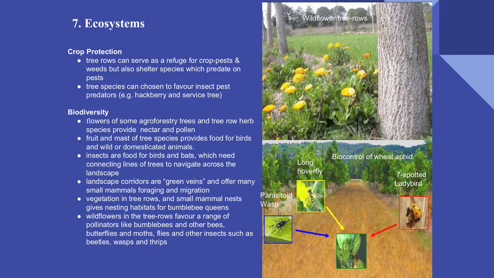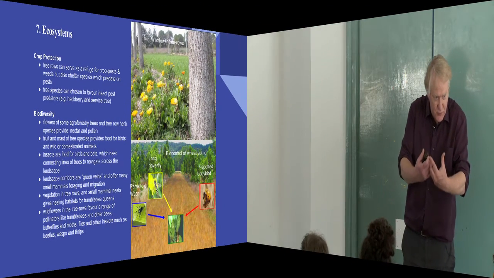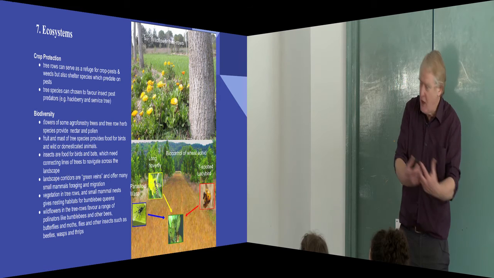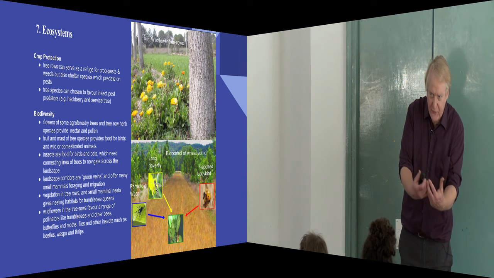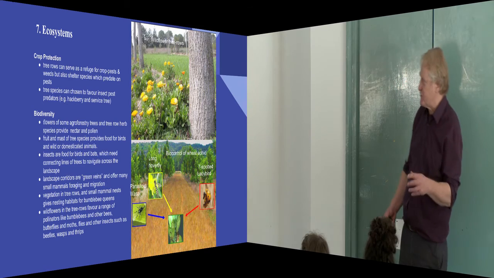At the ecosystem scale, we clearly see that the tree rows themselves are a refuge for crop pests, but also for the predators of those pests. We see that the habitat is enriched along those tree rows, and on the bottom slide you can see, for example, for the biocontrol of the wheat aphid, that there are 3 species there of a hoverfly, a parasitoid wasp, and a ladybird, which are only there because of the vegetation which is in the tree row, and those predators of the aphid are able to provide biological control as opposed to chemical control.